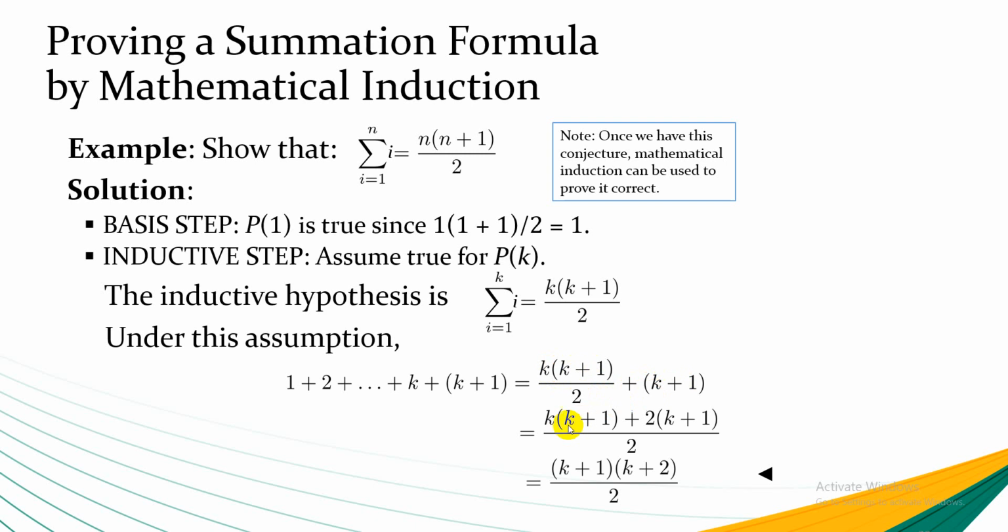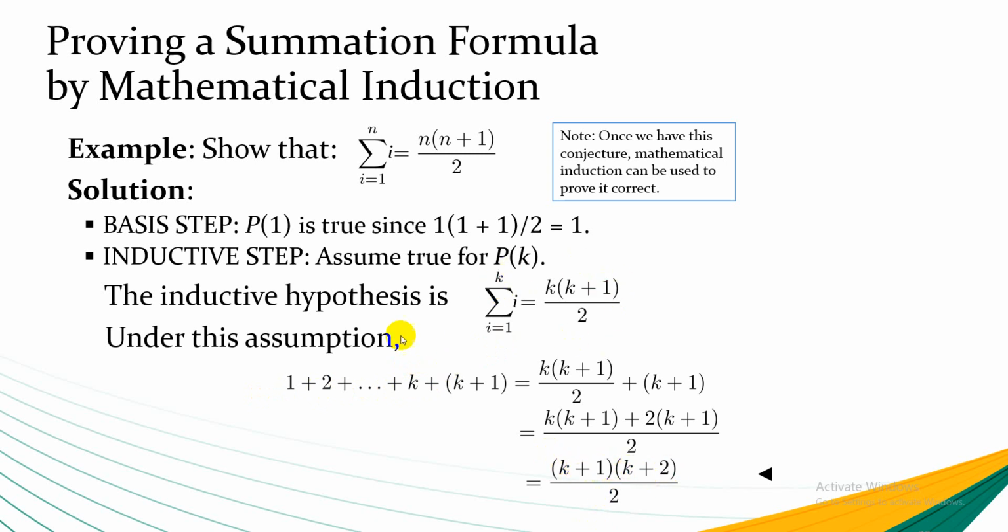Just develop this one, you will get k(k plus 1) plus 2(k plus 1), just multiplying 2 by here, and this will be summed up with this. And this expression is equal to (k plus 1)(k plus 2)/2. Okay, and this is actually what we need to prove. So we proved that the sum from i equal 1 to k plus 1 of i is equal to (k plus 1)(k plus 2)/2.